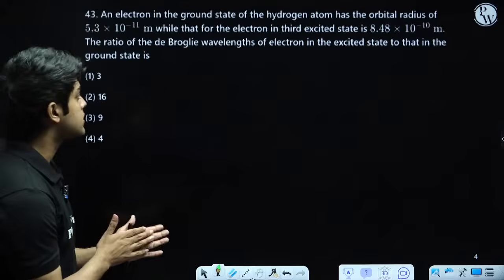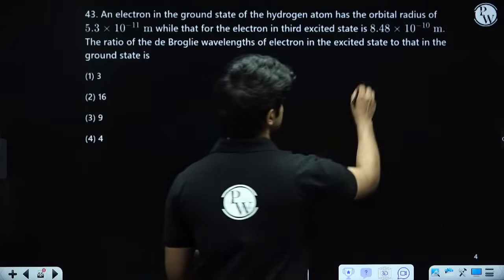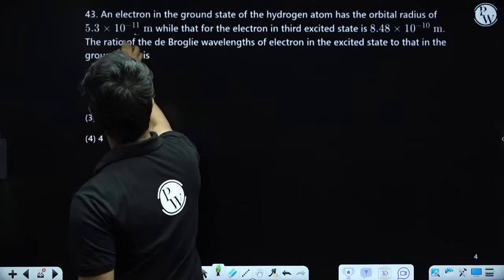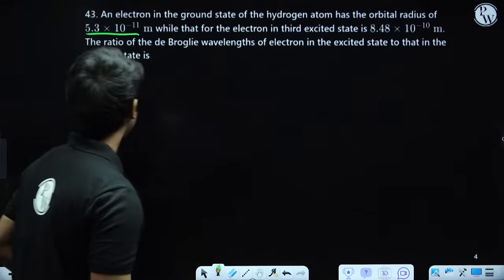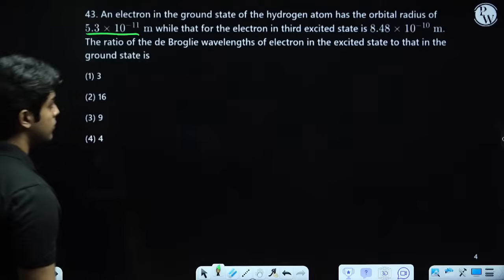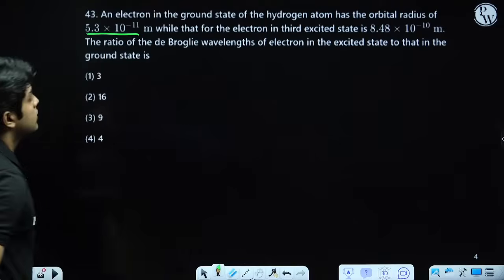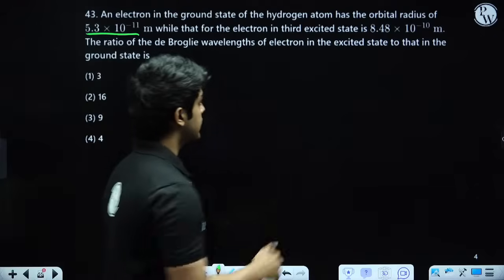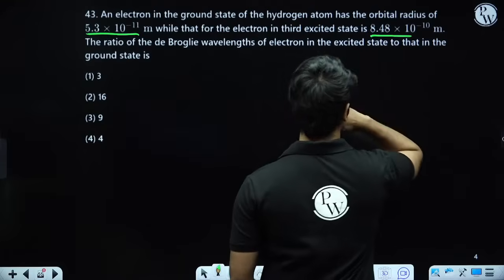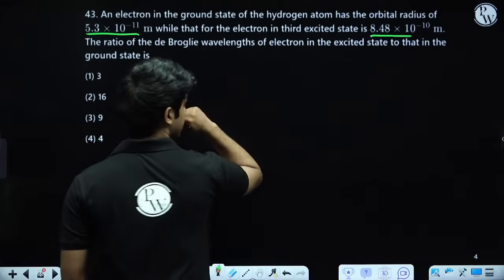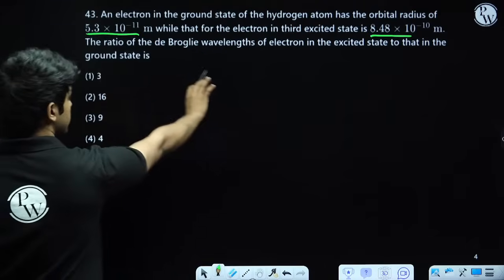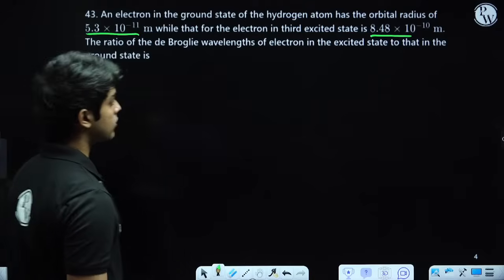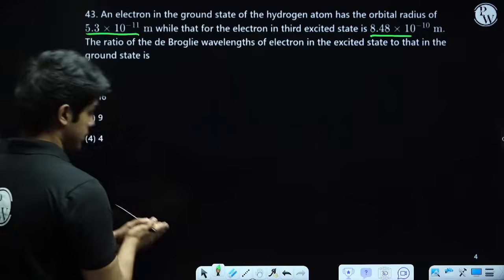The electron in the ground state of the hydrogen atom has an orbital radius of 5.3 times 10 to the power minus 11, while that for the electron in the third excited state. So this is the n equal to 4 radius, right? Find the ratio of the de Broglie wavelengths of the electron in the excited state to that in the ground state.